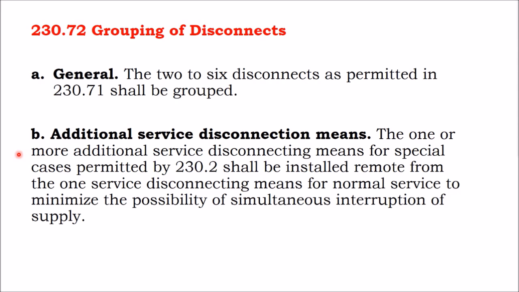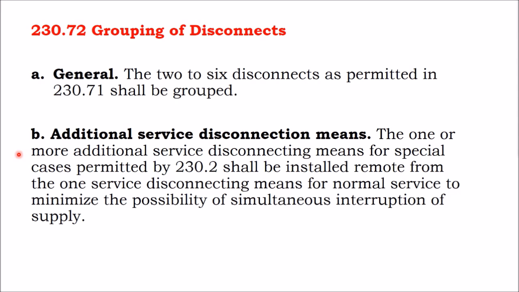Additional service disconnecting means: the one or more additional service disconnecting means for special cases permitted by 230.82, generators, energy management systems, which would include batteries, solar arrays, windmills, energy generation devices, shall be installed remote from the one service disconnecting means for normal service to minimize the possibility of simultaneous interruption of supply. So does that mean our solar disconnect cannot go right next to our main service panel? Perhaps, but is your solar array being used as a piece of standby equipment or not?